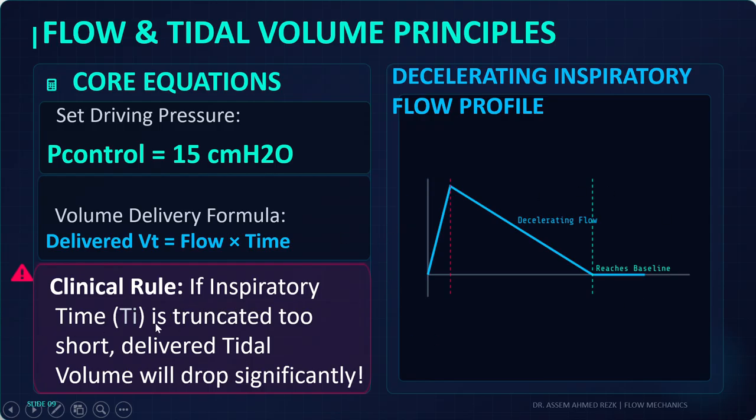Clinical rule: if inspiratory time is truncated too short, the delivered tidal volume will drop significantly. The patient starts inspiration and then flow decelerates until it reaches the baseline. And here is the pause, then expiration starts.